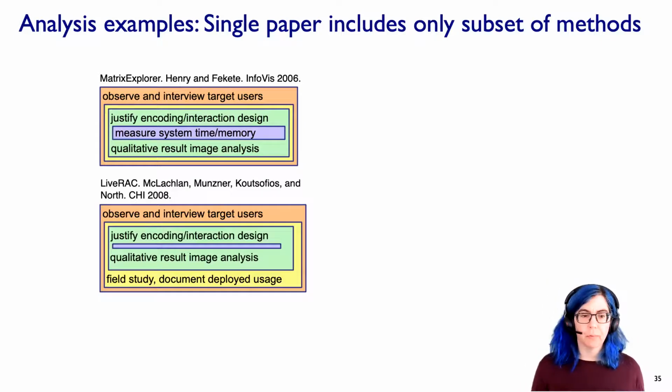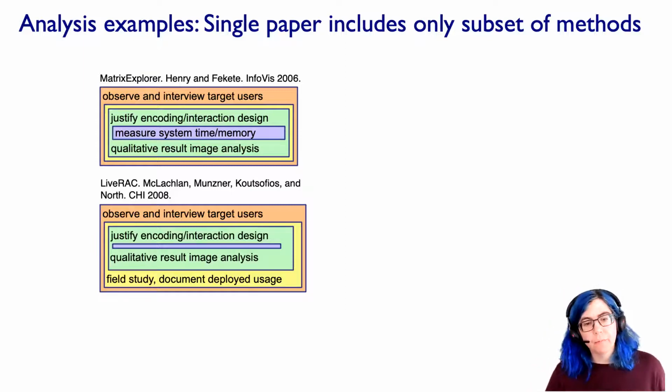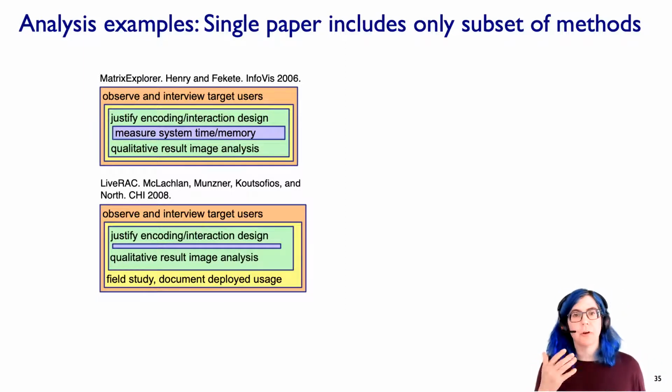Another one, a paper out of my own group, LiveRAC. So in that one, we also talked about observing and interviewing target users at the domain level. We also justified our design choices and then had qualitative image result analysis. And then we also talked about doing a field study where we deployed it and then documented the usage in the field.